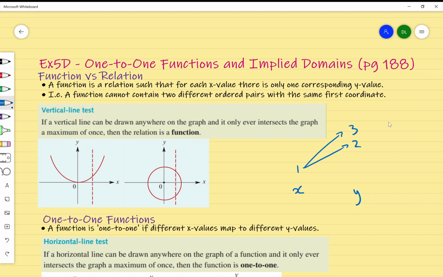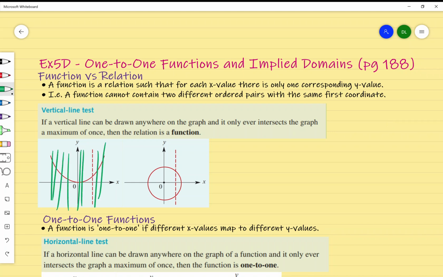And we can do something called the vertical line test to visually describe this. A vertical line can be drawn anywhere in the graph, and if it only ever intersects the graph at a maximum of once, then the relation is a function. So we can see in this example on the left-hand side, no matter where I draw a line here, a vertical line will always give me one intersection between the graph and the vertical line test. Whereas if I do something like a circle, you can see that it intersects twice. That's because for one x value, it gives me two different y values, and therefore it's not a function.